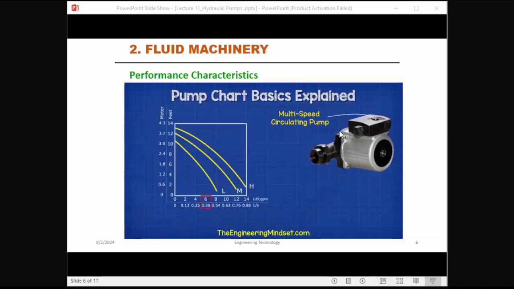So, for this example, if we wanted 6 gallons per minute, or 0.3 litres per second, then on setting 1 we would get around 4.2 feet of head. On setting 2 we would get 8 feet, and on setting 3 we would get around 9.8 feet.